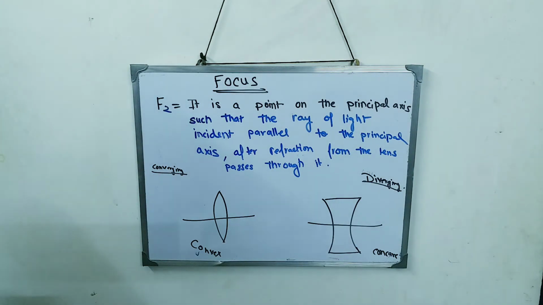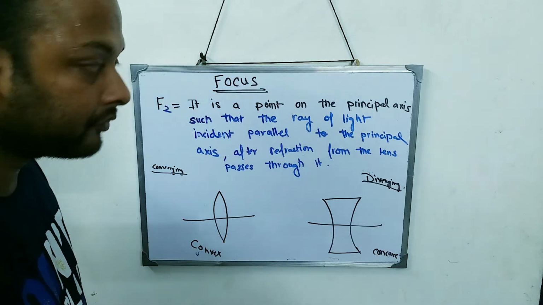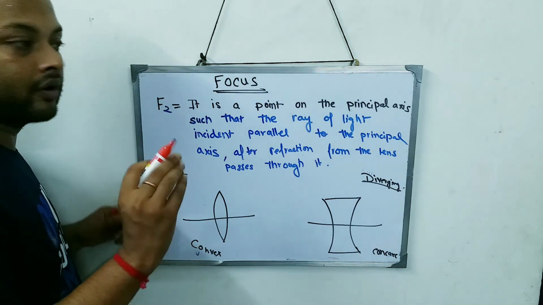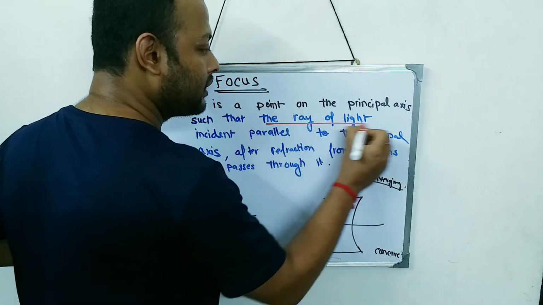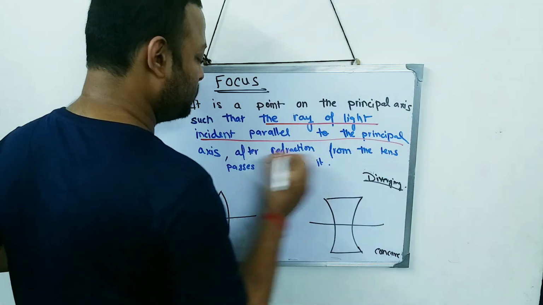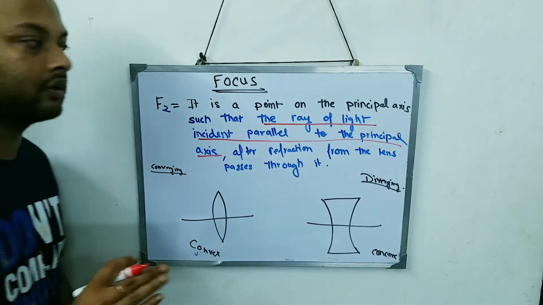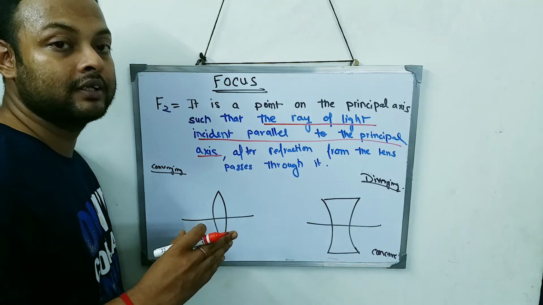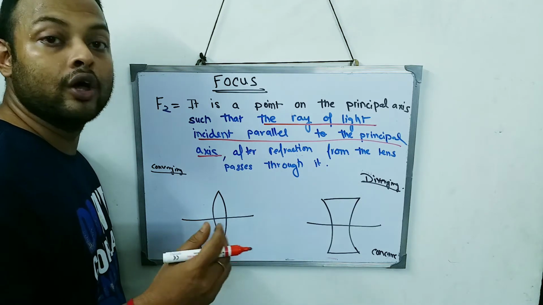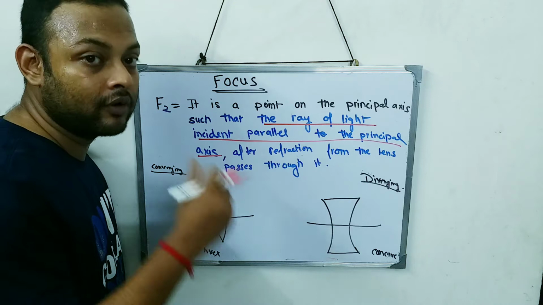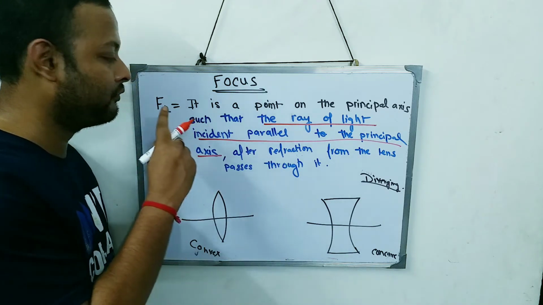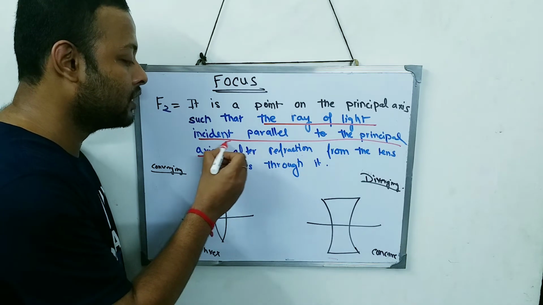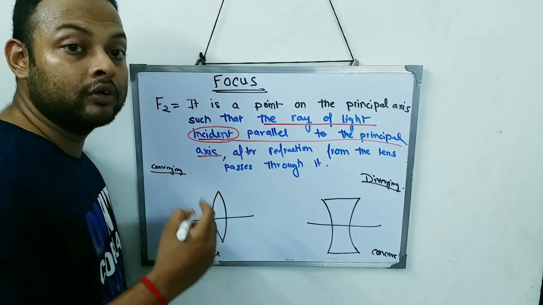Now coming to the definition. The definition is very important. It is a point on the principal axis. The important thing is the ray of light incident parallel to the principal axis. So what kind of rays are we talking about? Not the emergent rays. Previously for F1 we talked about the emergent rays, but right now you can see this word, we are talking about the incident rays.